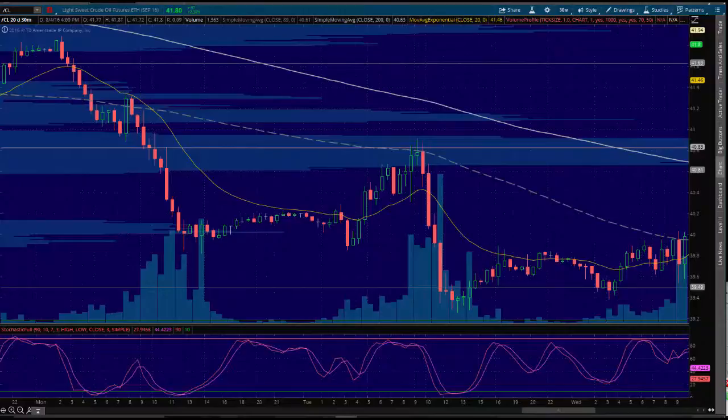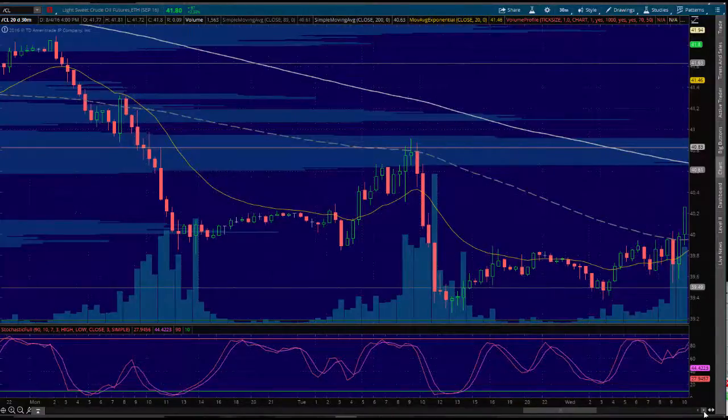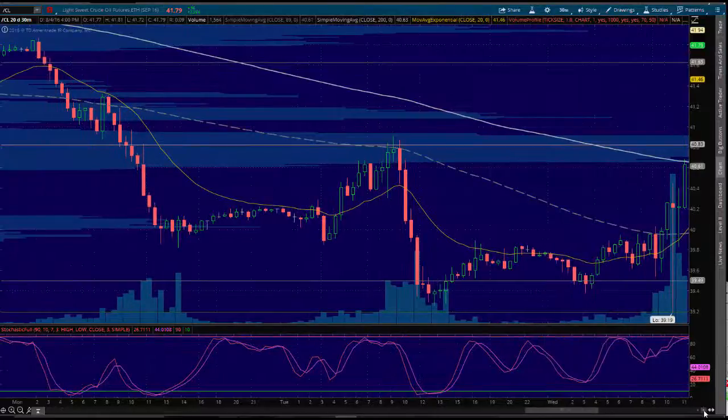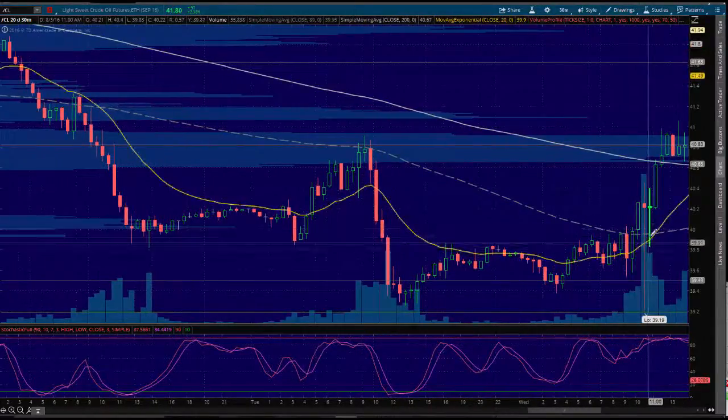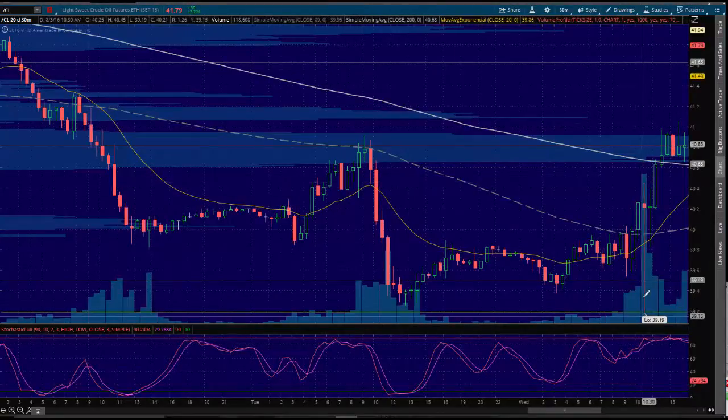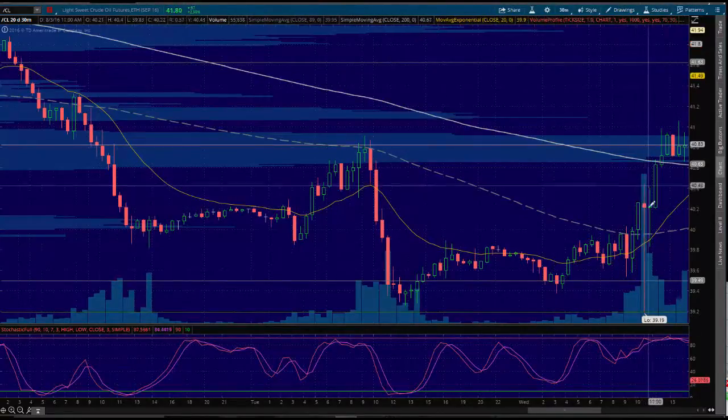In fact, this is where I got long. I waited for the pullback. Left a nice buying tail down here. Gave me a nice pullback. I got long. Had a very good day on that report day.